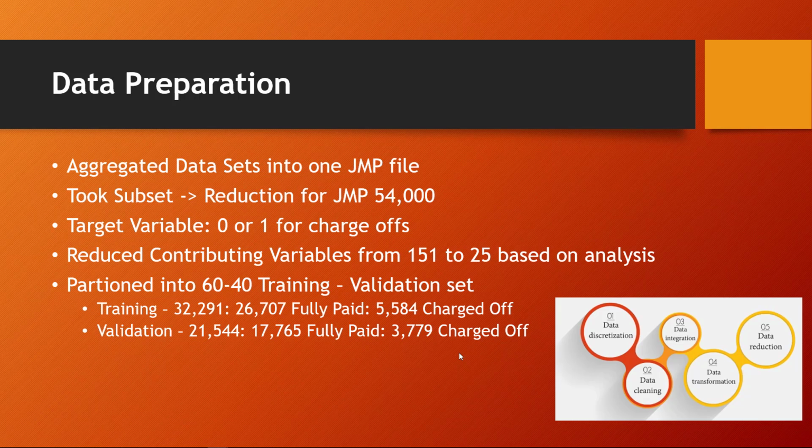We examined histograms, correlation charts, we did bivariate analysis, and finally looked at the log worth values to reduce our independent variables to 25 from the original 151. After setting up a 60% training and 40% validation split, we were left with a number of records shown in the slide. This indicates both the fully paid versus the charged off amounts.